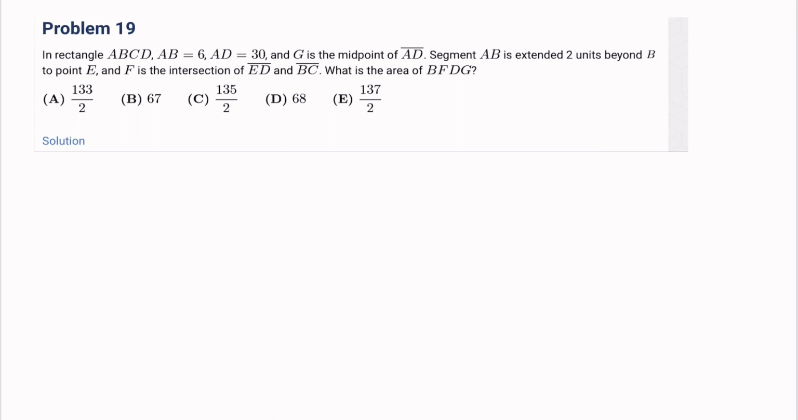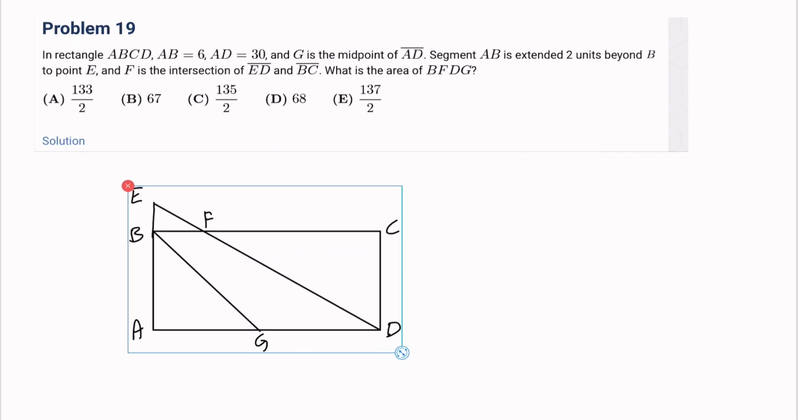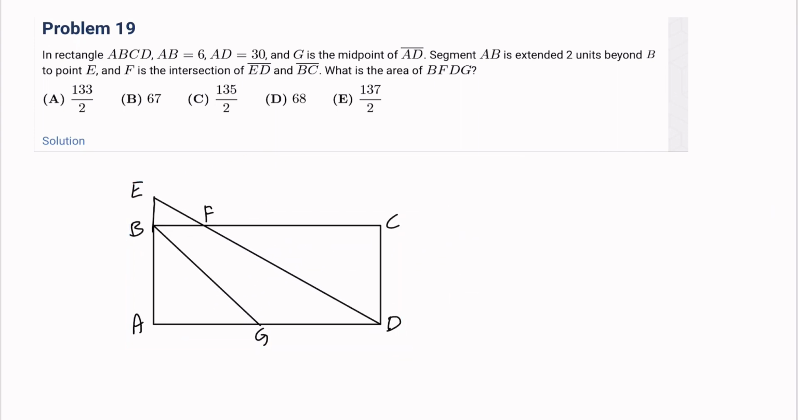Number 19. In rectangle ABCD, AB is 6, AD is 30, and G is the midpoint of AD. Segment AB is extended 2 units beyond B to point E, and F is the intersection of ED and BC. What is the area of BFDG? So let's first draw a diagram of this. And that would be something like this, right? And so AB, this much is 6, AD is 30, and G is the midpoint, so AG will be 15 and GD will be 15.